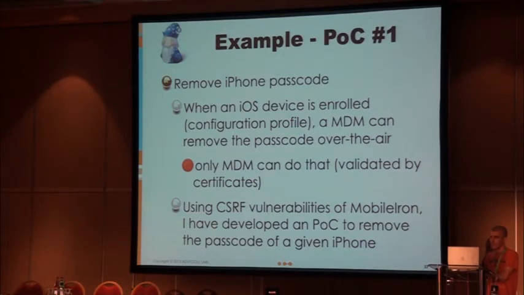And another exception is MDM. This is done by Apple, it's on purpose. The MDM API from Apple is private, but there is an API to unlock a phone. It's not to unlock the phone, it's to remove the passcode. And since Mobileiron is MDM, we can exploit that. So we have built a small proof of concept, and by exploiting cross-site request forgery, we were able to remove the passcode of an iPhone.